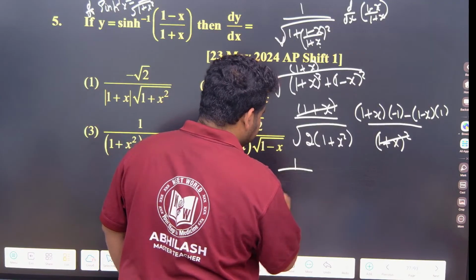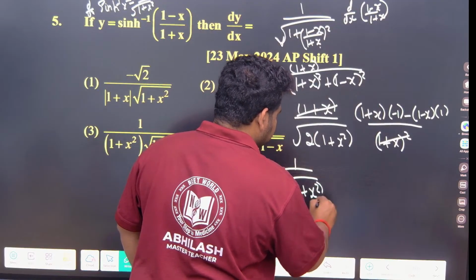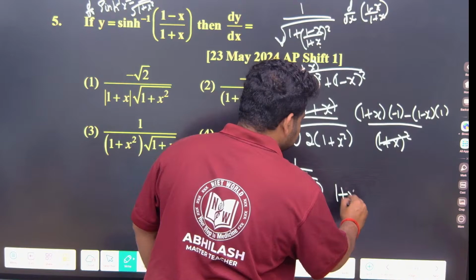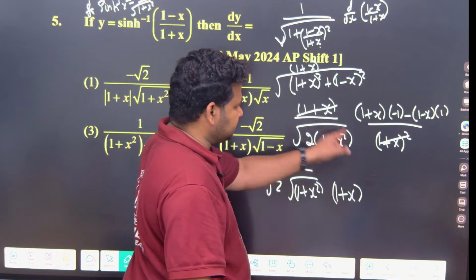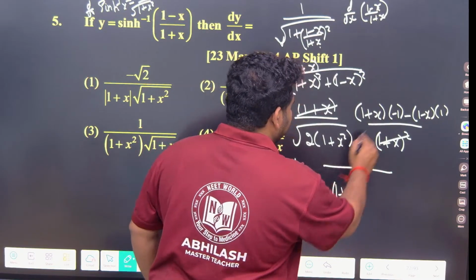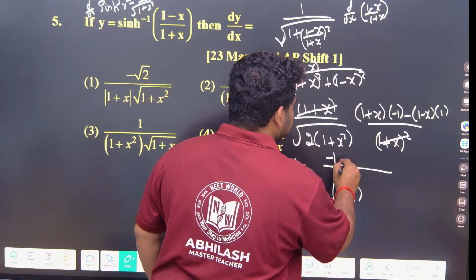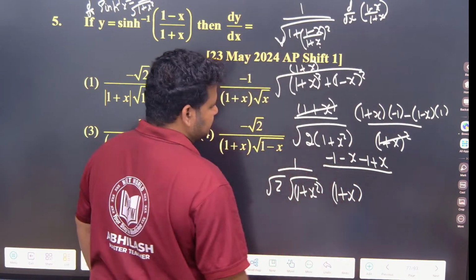I can write this as 1 by square root of 2 into square root of 1 plus x square. This will be what? 1 plus x. I will be having 1 plus x because this is 1 plus x whole square. Another 1 plus x will be remaining as it is. This will be what? 1 plus x minus 1 is minus 1 minus x. This will be minus 1 plus x. Minus 1 plus x. What will cancel?